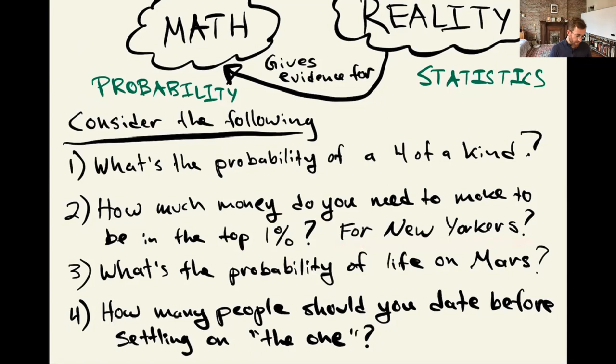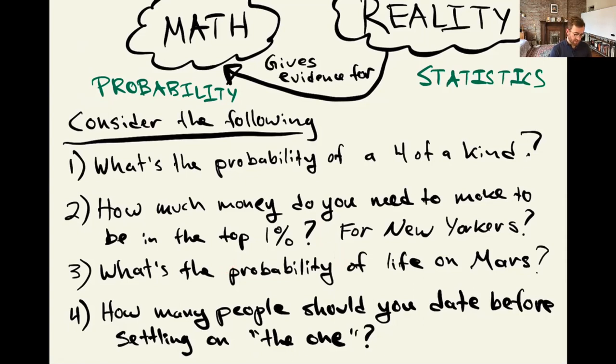The third question that I want you all to consider is, what's the probability of life on Mars? And in particular, what does it mean when we use the term probability in this question? What's your own personal assessment of what the probability of life on Mars is?